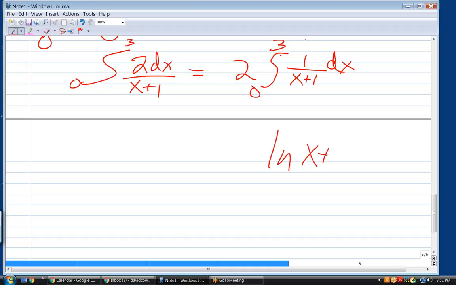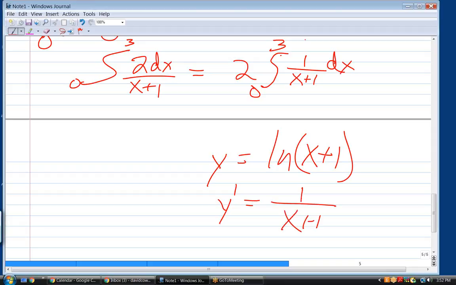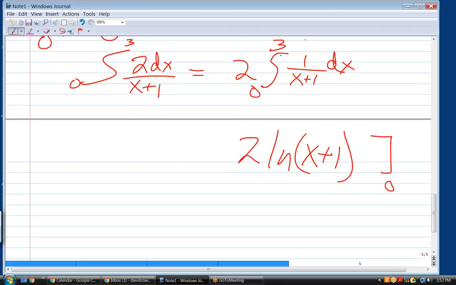Natural log of x plus 1. Notice that if you were to have a function, y equals natural log of x plus 1, and you wanted y prime, it'd be the derivative of the outside, which is 1 over x plus 1, times the derivative of the inside, but that's 1. So we don't have to multiply by it. Whenever you have an expression like this, the integral is always the natural log of that function. And there is a 2 outside still, and we are evaluating it from 0 to 3.